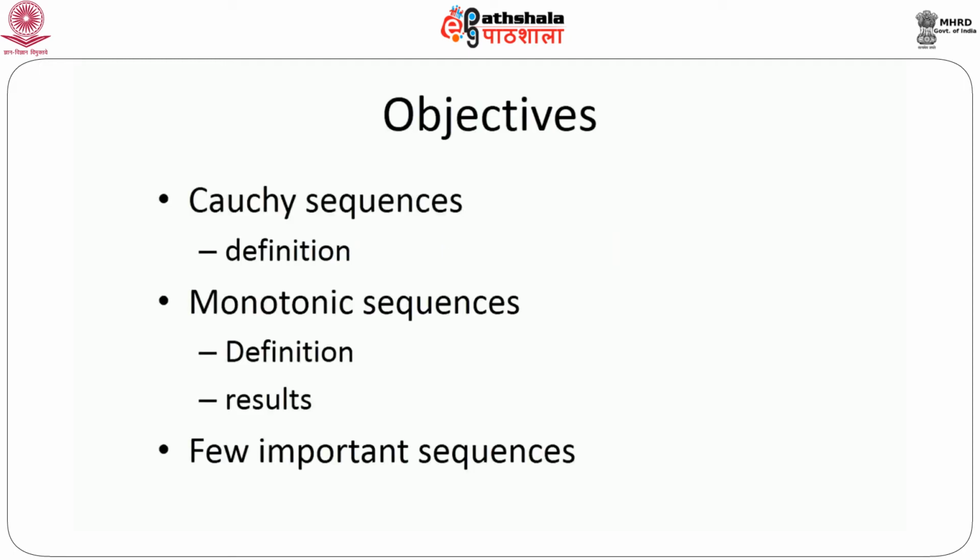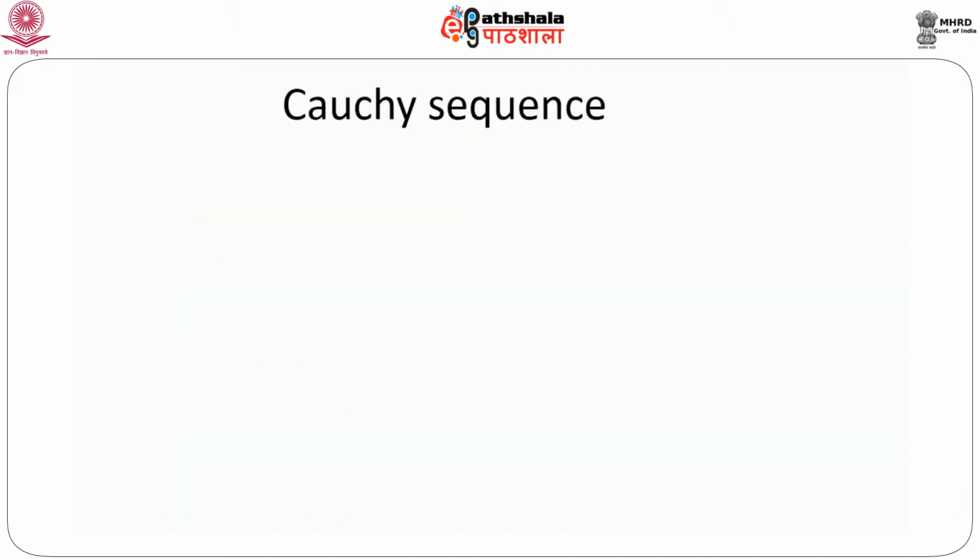The objectives are: here we will define one special type of sequence which we call a Cauchy sequence. I will give the formal definition and the idea of these Cauchy sequences. Then another particular type of sequence which we call monotonic sequences. We will again give the definition and results, and a few important sequences. We will see the nature of convergence or divergence with respect to these sequences. So first, the Cauchy sequence.